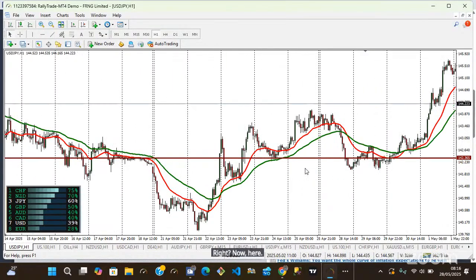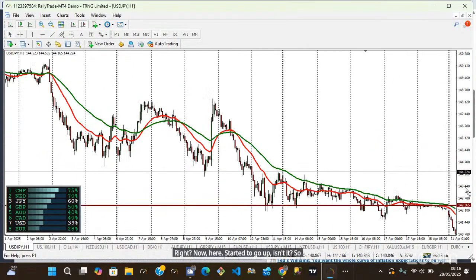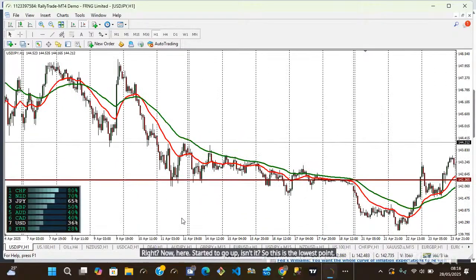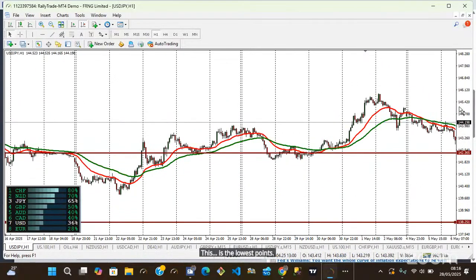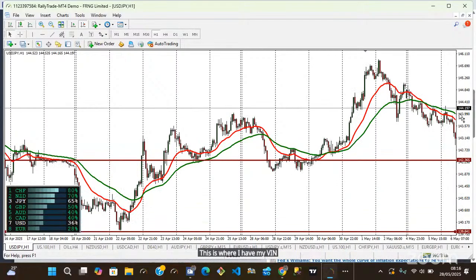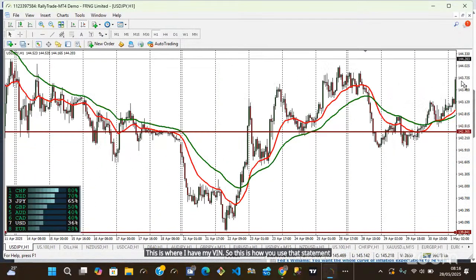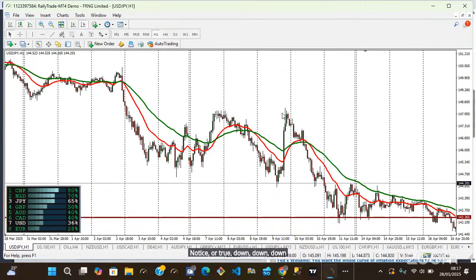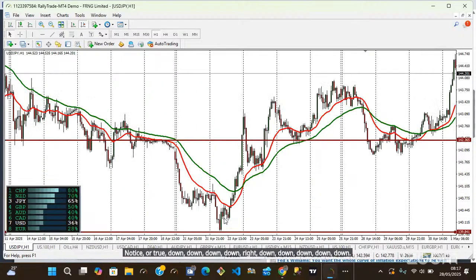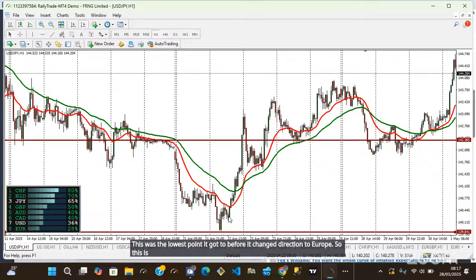Now here it started to go up, isn't it? So this is the lowest point. This is where I have my bend. So this is how you use that statement, okay? Notice all through it was down, down, down, down. This was the lowest point it got to before it changed direction to the up. So this is where I start from, my bend.